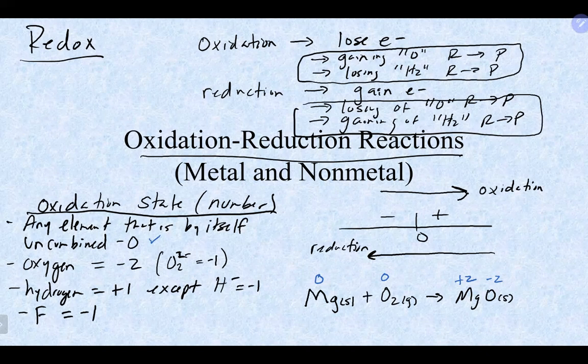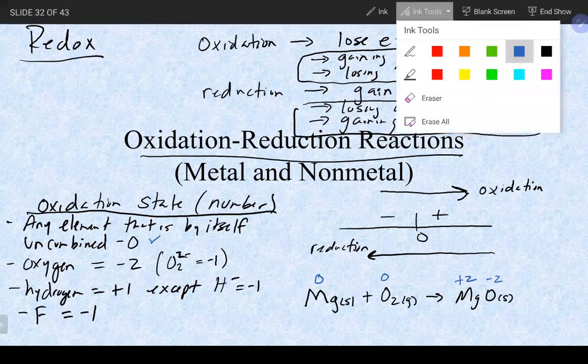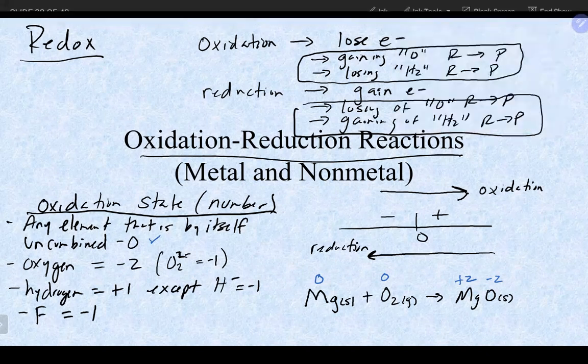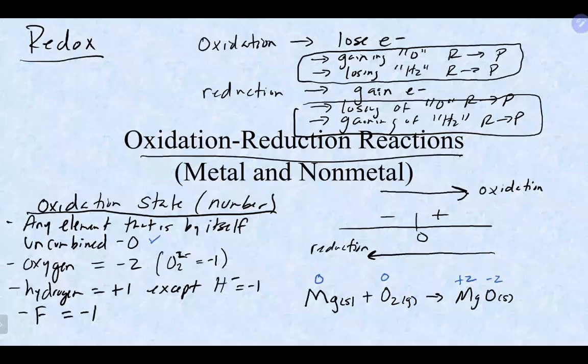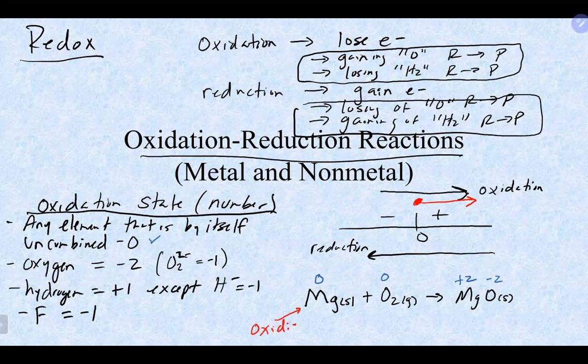So again, we could use our number line here to make it really simple to figure out who's being oxidized and who's being reduced. If we started with the magnesium, it started on the left-hand side at 0, which would be right there. And on the right-hand side, it ended up at +2, which means it is moving in that direction. That means the magnesium is doing what? It is being oxidized, yeah. It's becoming more positive.